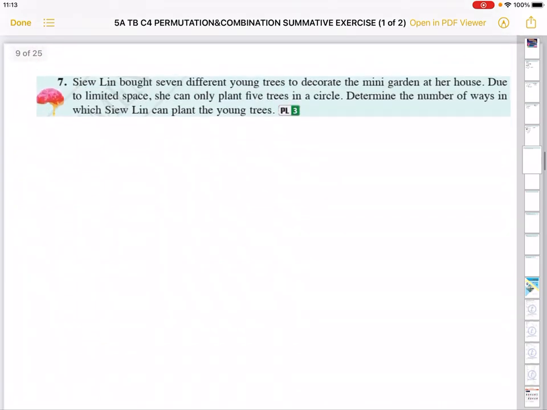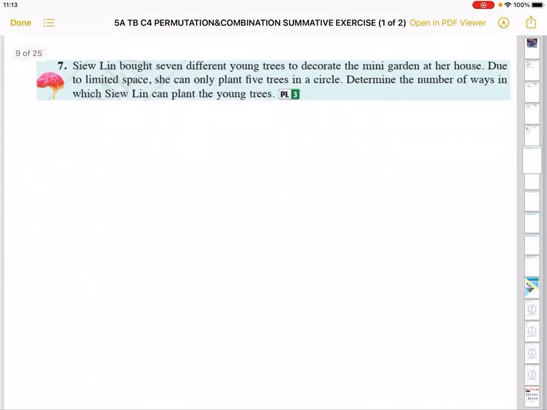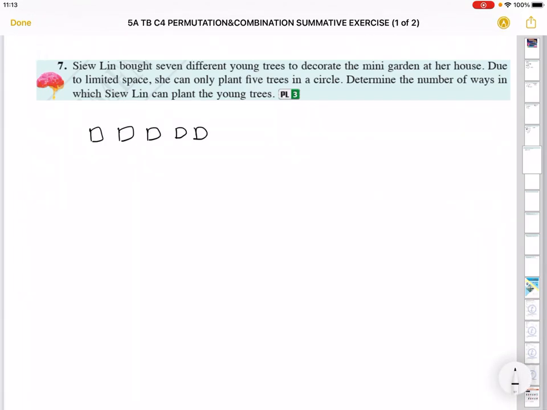Let's talk about number 7. Siu Lin bought 7 different young trees to decorate the mini garden at her house. Due to limited space, she can only plant 5 trees in a circle. Determine the number of ways Siu Lin can plant the young trees. Okay, so number 1, understand that a circle is different from the way we arrange in a row. But because we're not arranging all, maybe we just line them up in a row first.